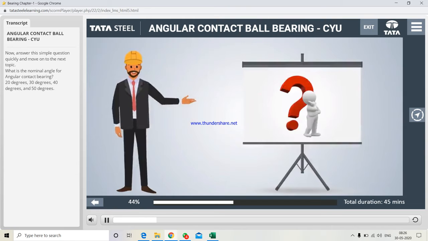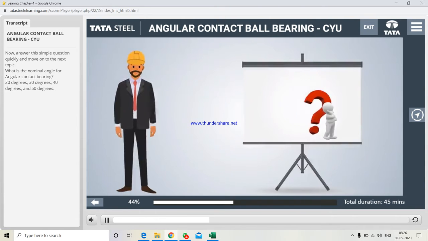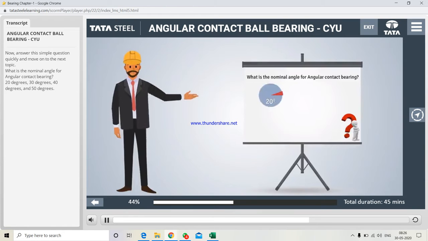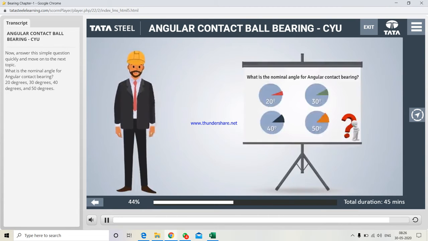Now, answer this simple question quickly and move on to the next topic. What is the nominal angle for angular contact bearing? 20 degrees, 30 degrees, 40 degrees, or 50 degrees?